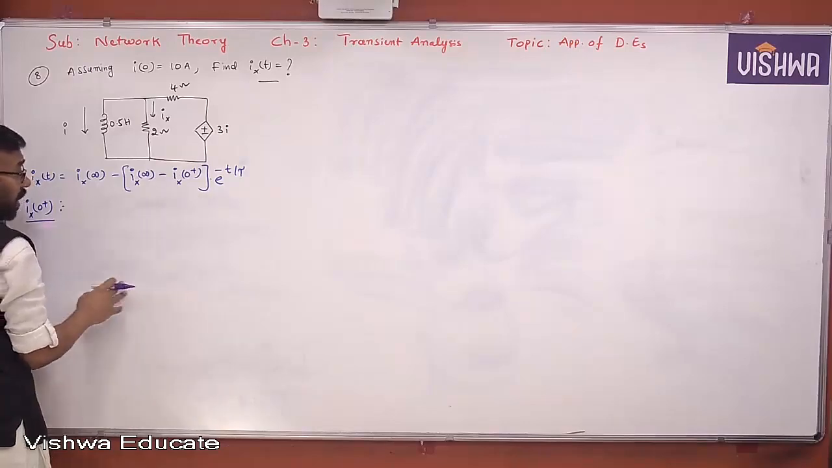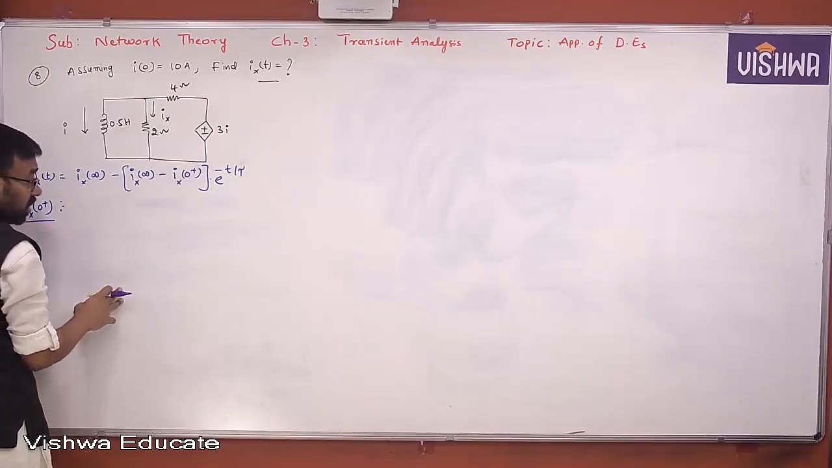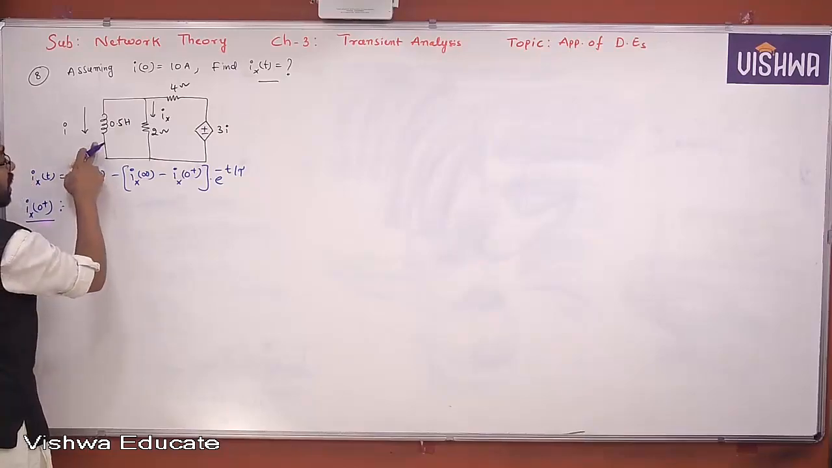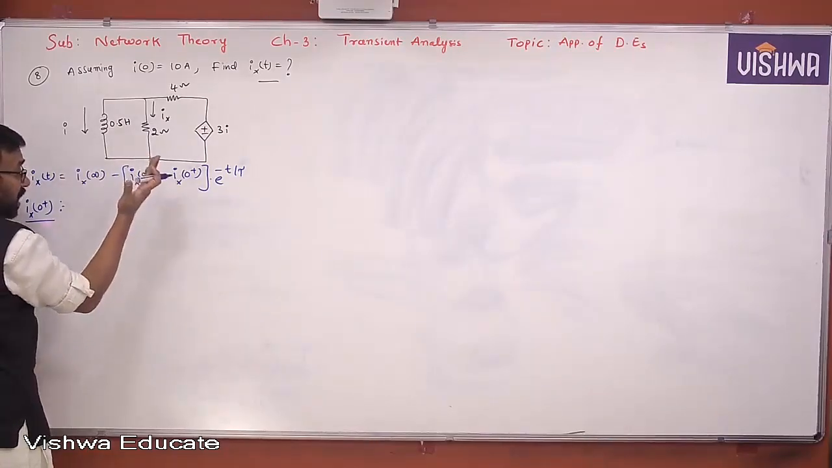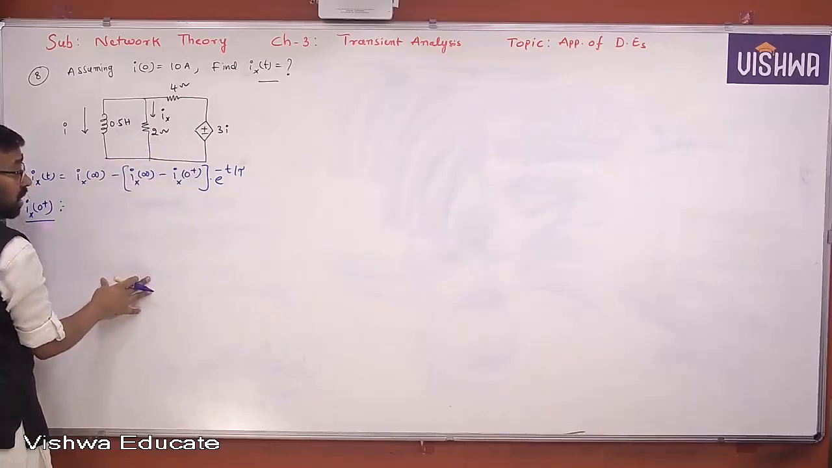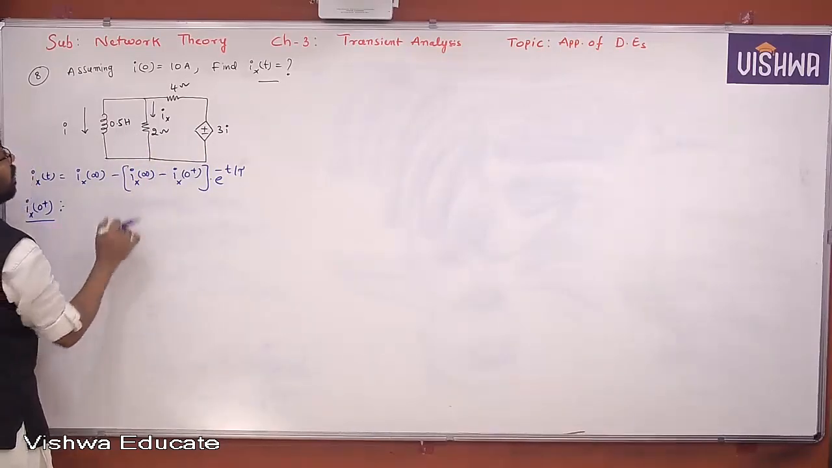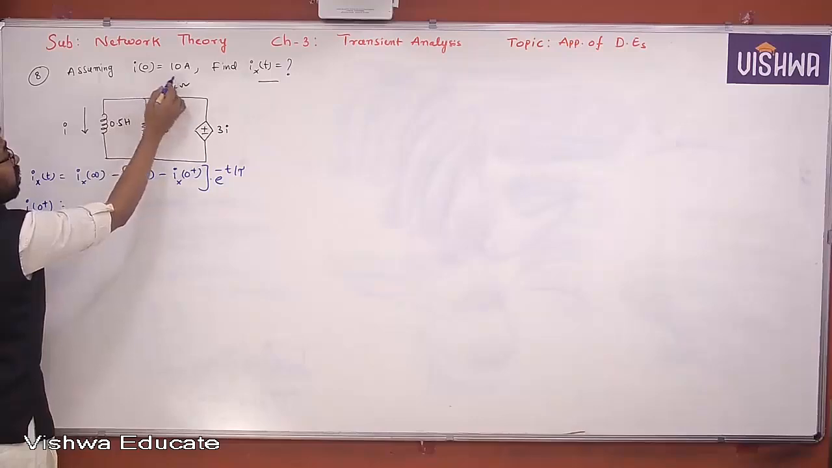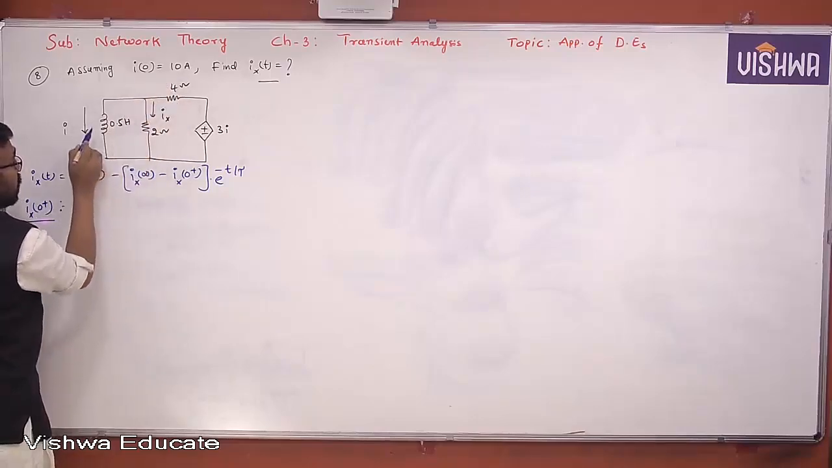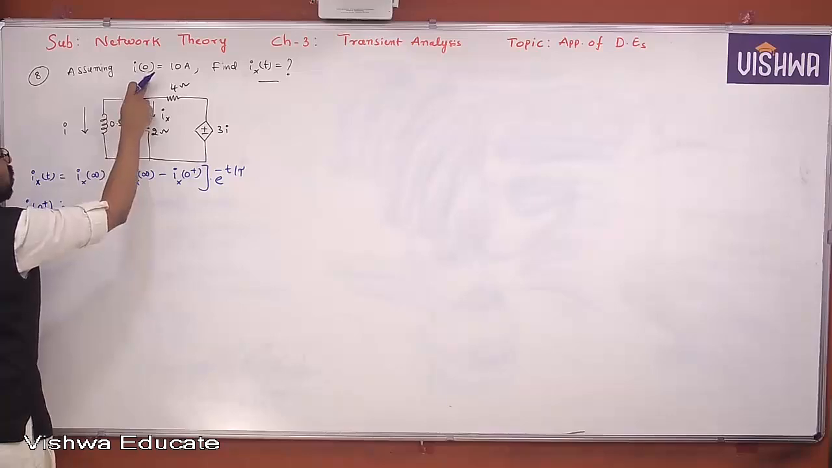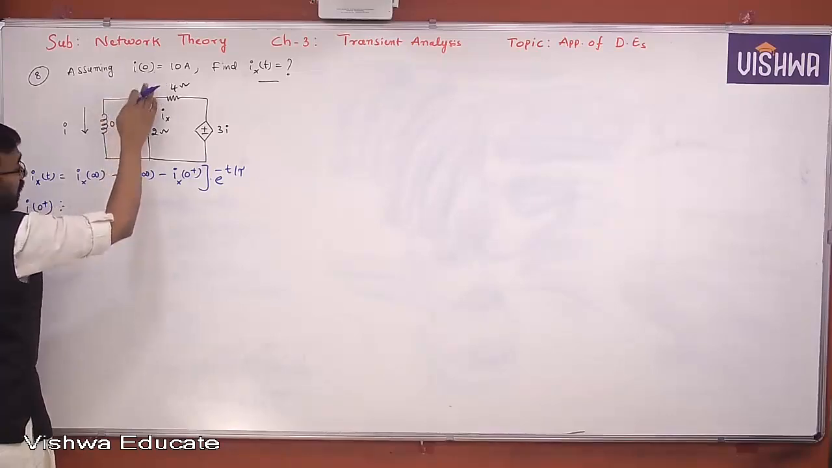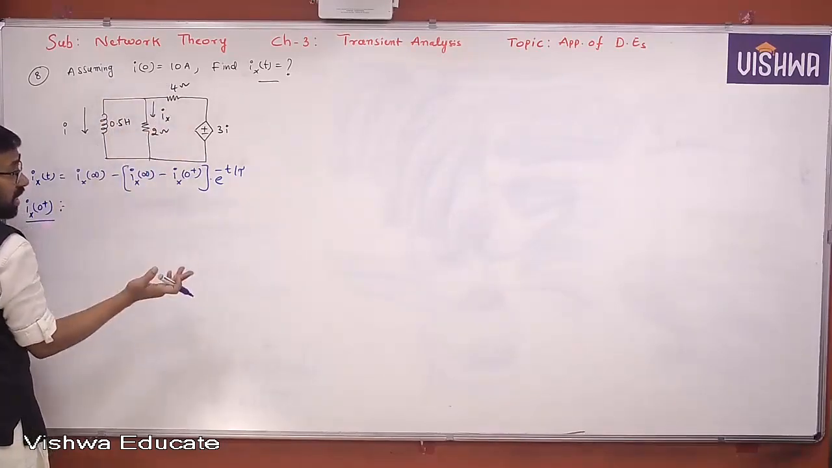Unless you know the switching operation, you do not know 0 minus conditions and 0 plus conditions. It's very difficult to find 0 minus conditions. If the 0 minus conditions are given, it is well and good. Otherwise, you have to assume them 0. But what's happening here? Look at this. Assume I of 0 is equal to 10 amperes. I of 0 is nothing but the current through the inductor. The current through the inductor at t equal to 0, 0 minus and 0 plus are all the same, because the current through an inductor may not change instantaneously.